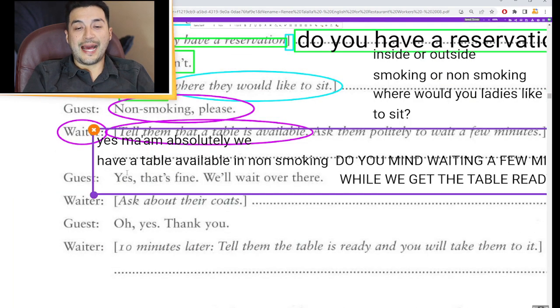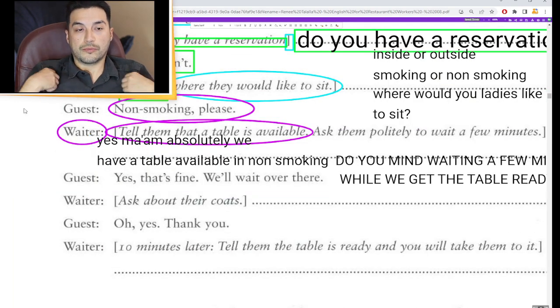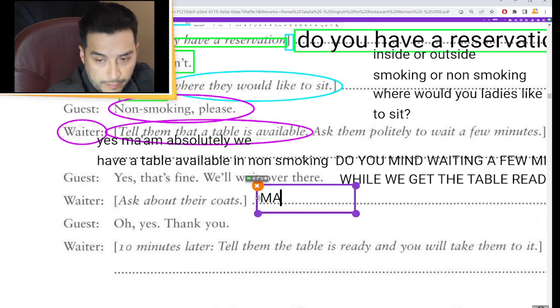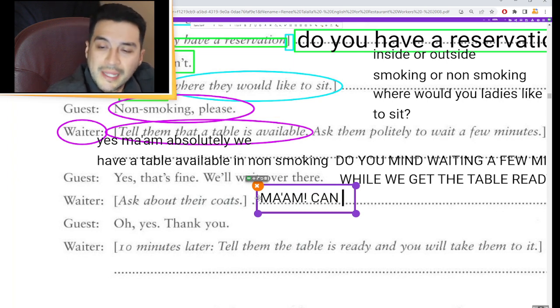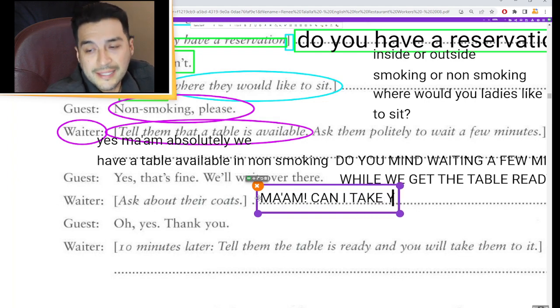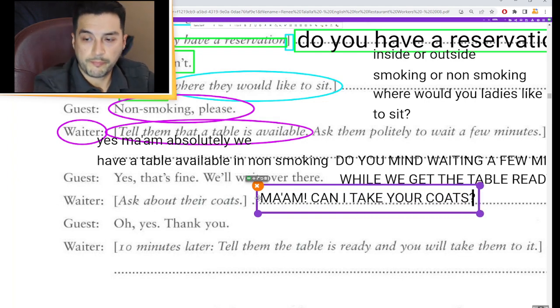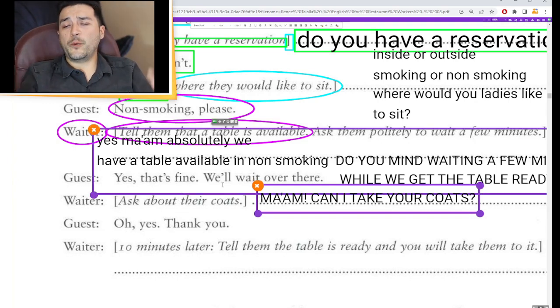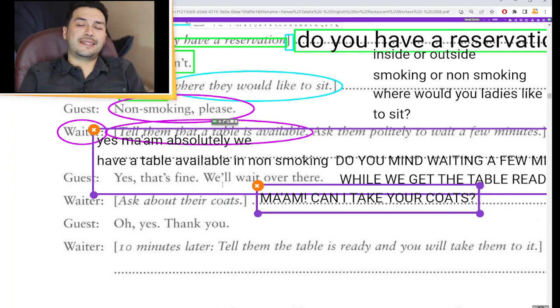Next, ask about their coats. Their coats. Easy. Ma'am, can I take your coats? Oh yes, thank you. That's fine, we'll wait over there. Yes, thank you, take my coat.